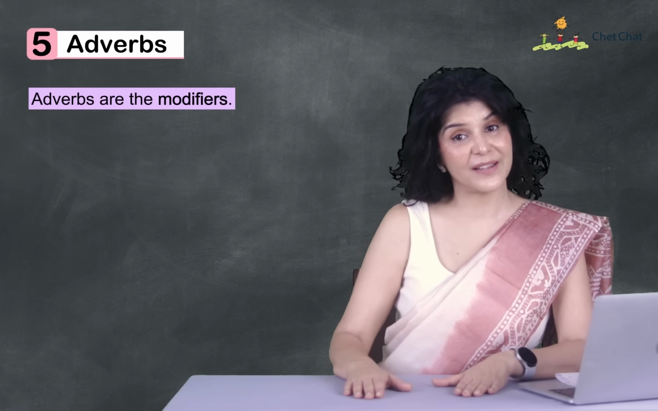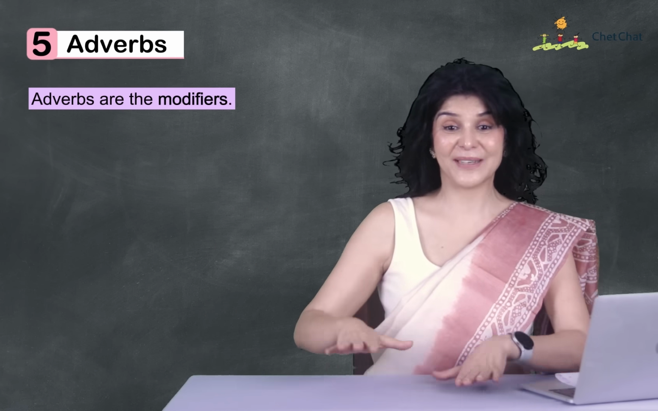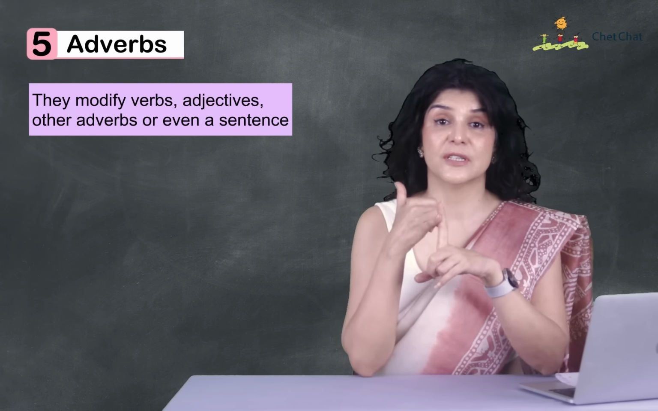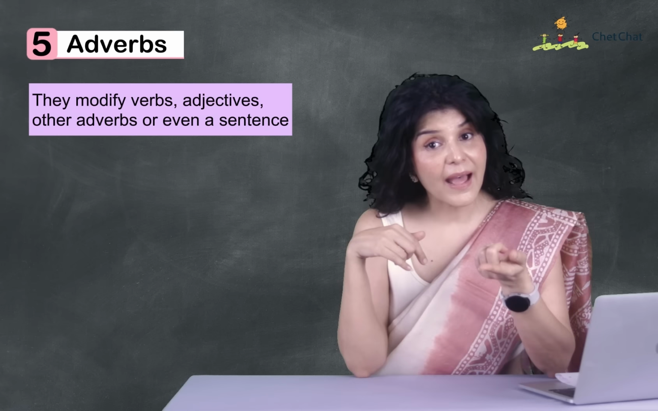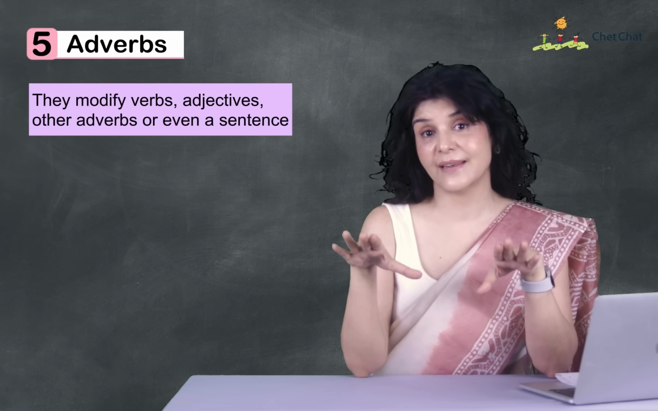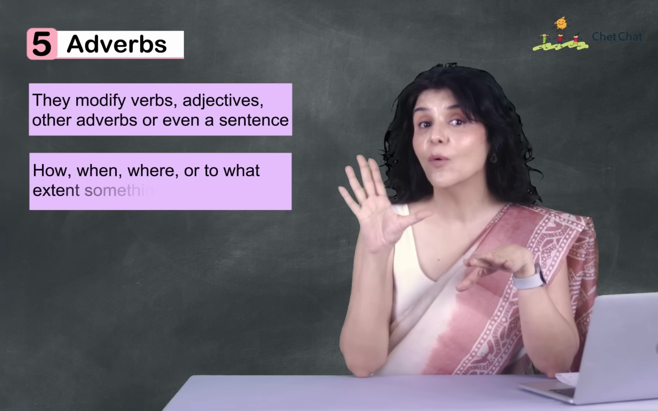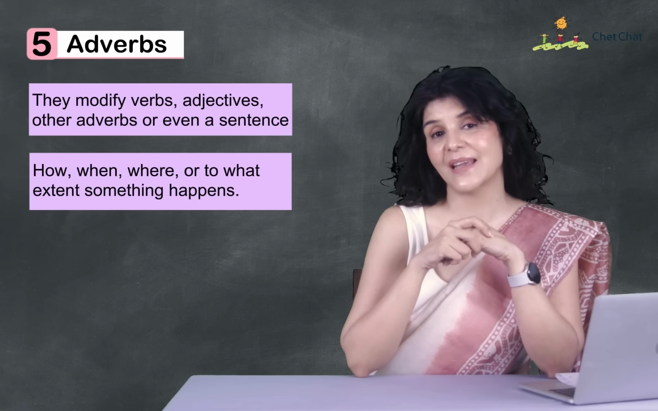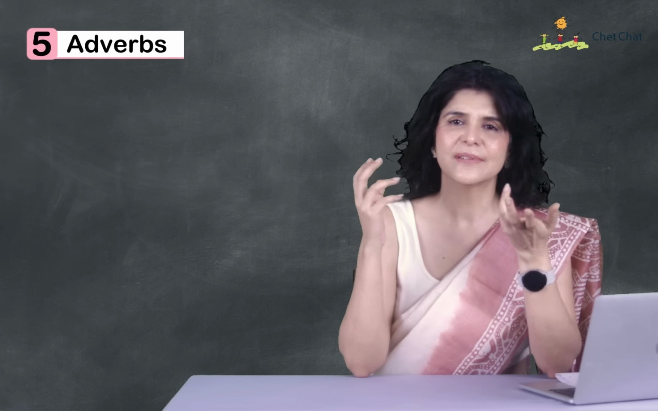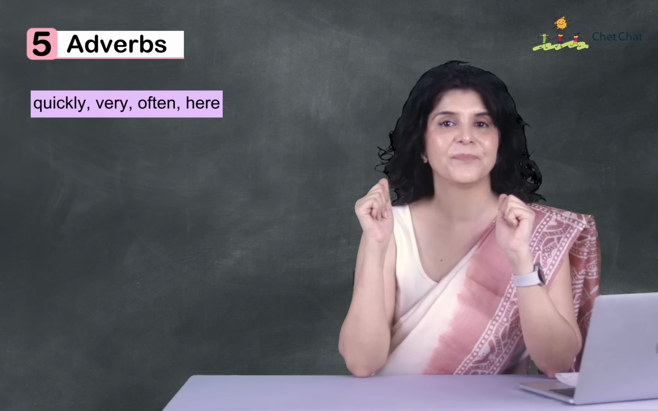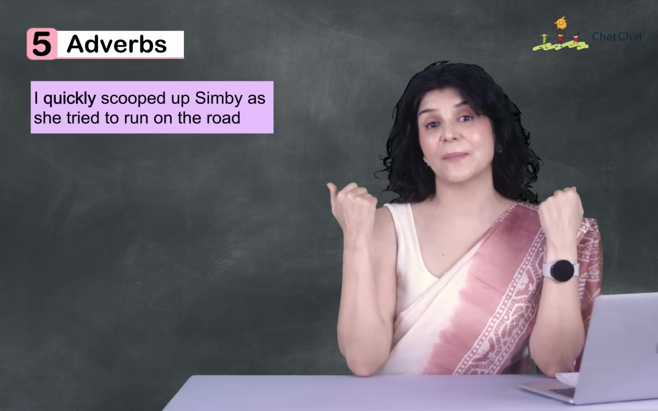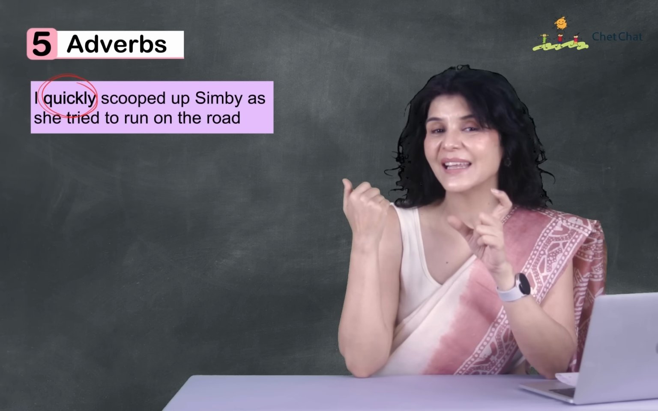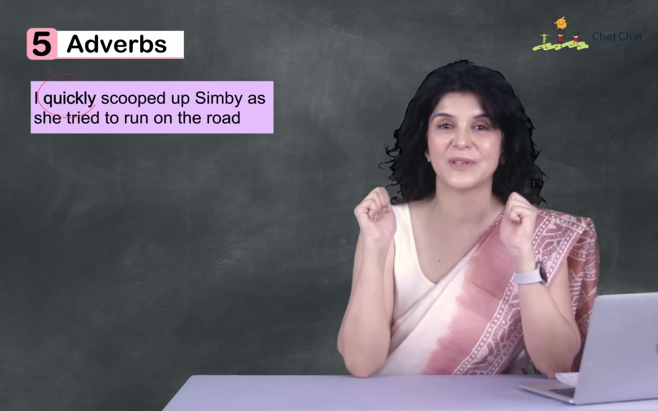Adverbs are modifiers. They are the ninjas of grammar. They transform things around them. They describe or modify verbs, adjectives, other adverbs, or even a full sentence. They tell us how, when, where, or to what extent something happens. Some examples are quickly, very, often, okay? I quickly scooped up Simbi as she tried to run on the road. The adverb quickly describes the verb scooped up.